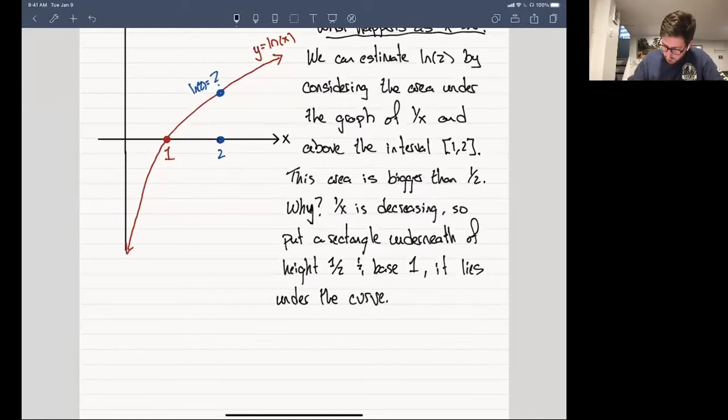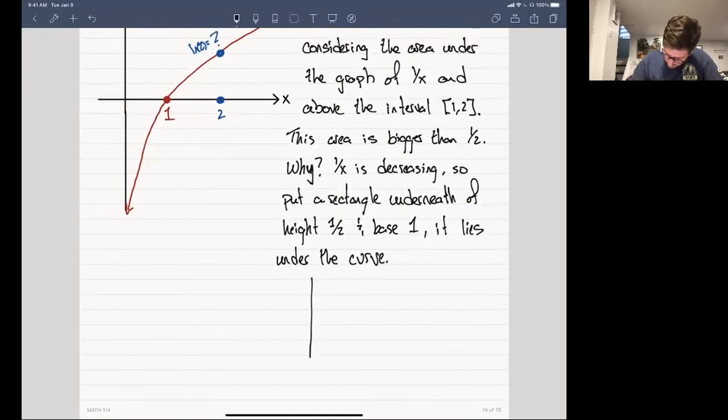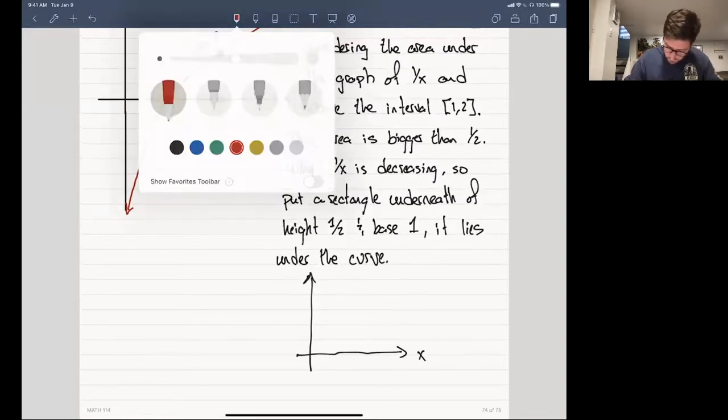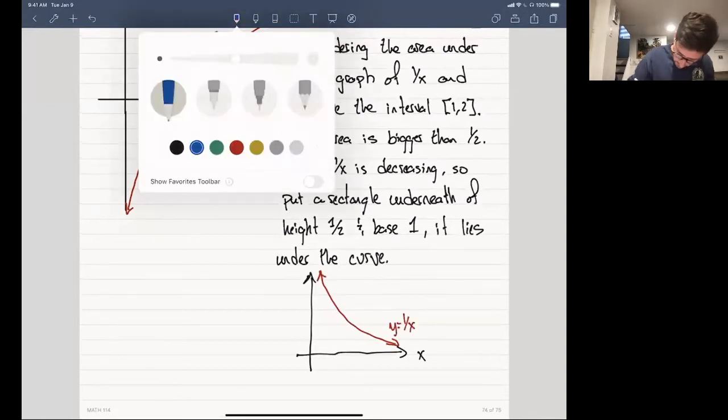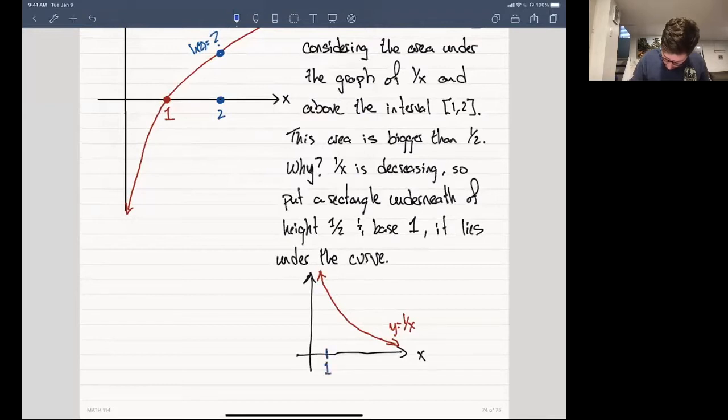Let me sketch out exactly what I mean here. Here's my axes. So I get, here's my curve, y is equal to 1 over x. And here is, say, 1, here is, say, 2. If I put x equal to 2 in, I go all the way up to 1/2 right here. And here's my rectangle that I just put in.